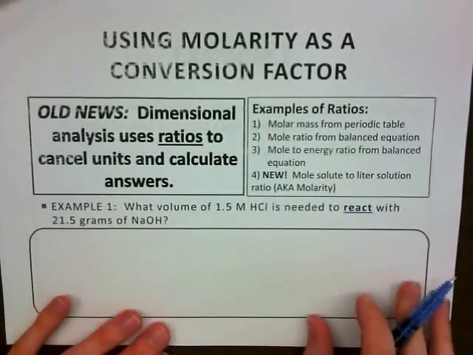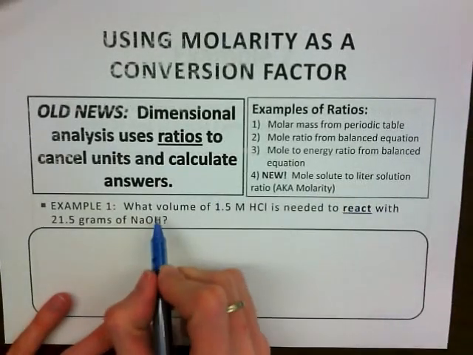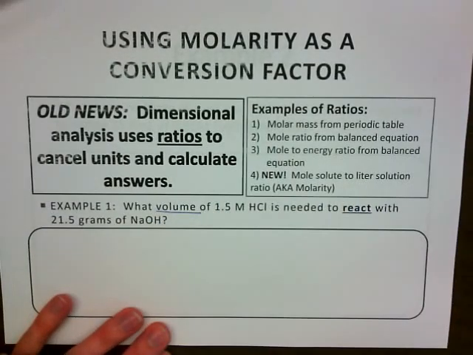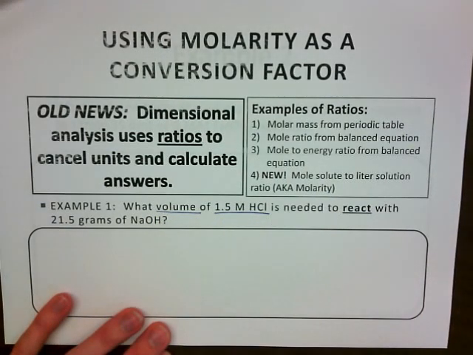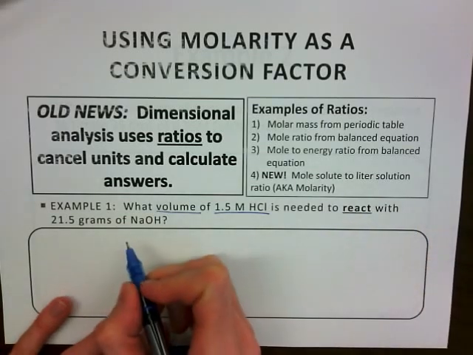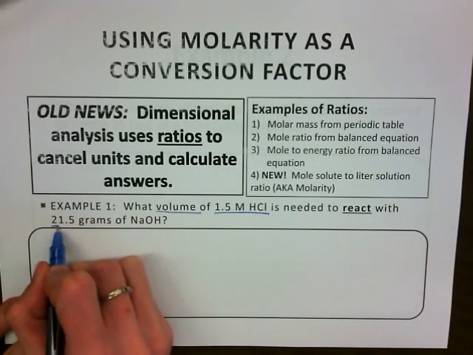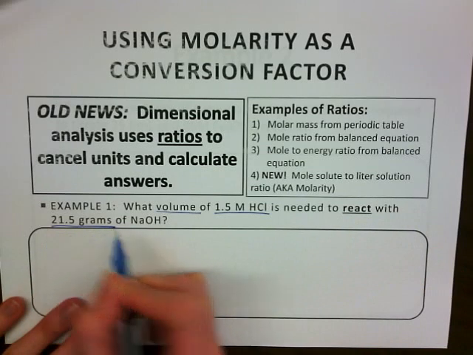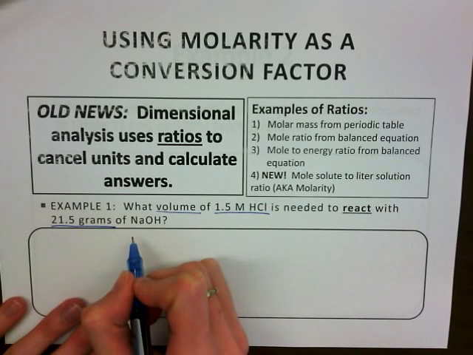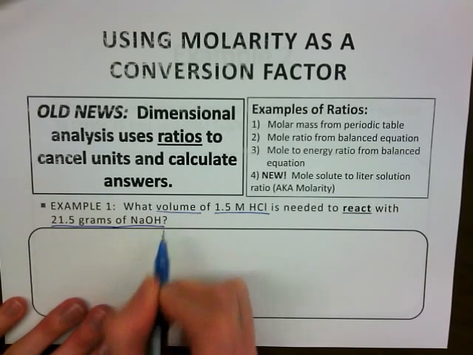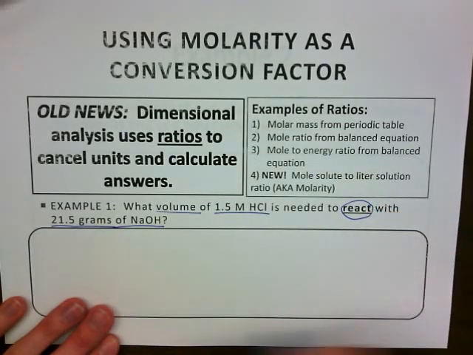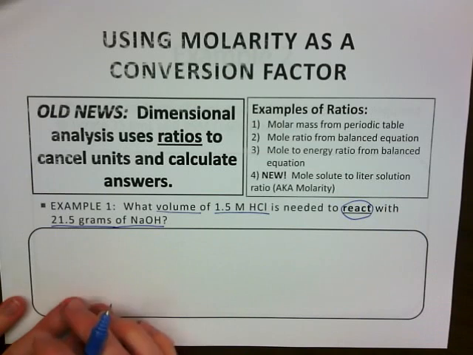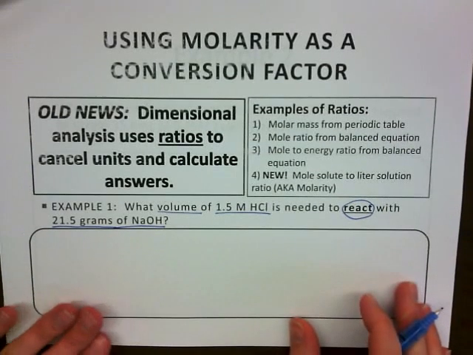Let's start with this example. You want to know what volume of a 1.5 molar solution of hydrochloric acid is needed to react with 21.5 grams of sodium hydroxide. Keyword here being react. This tells you that it's a stoichiometry problem because you have a reaction.